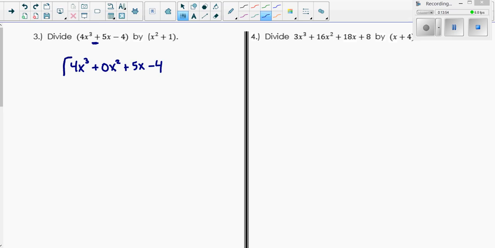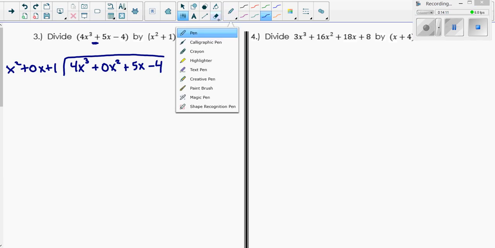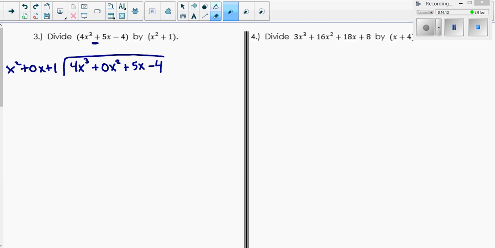And I'm going to divide this. And notice in my divisor I'm missing a term too. So I'm going to say x squared plus 0x plus 1. Alright, I'm actually going to make one small change to this. Do me a favor and actually erase this.